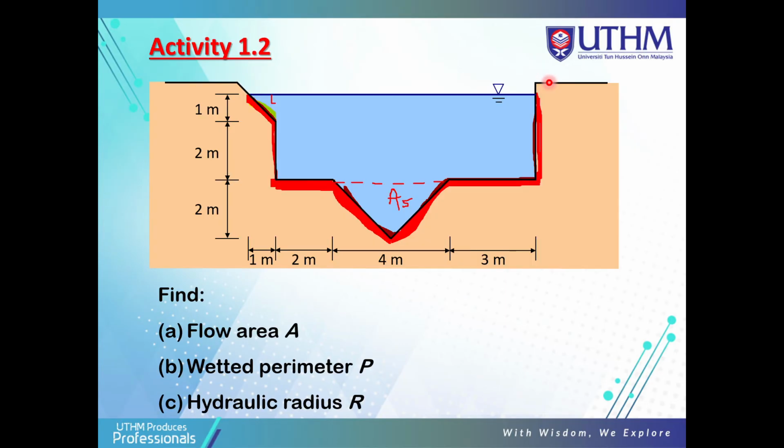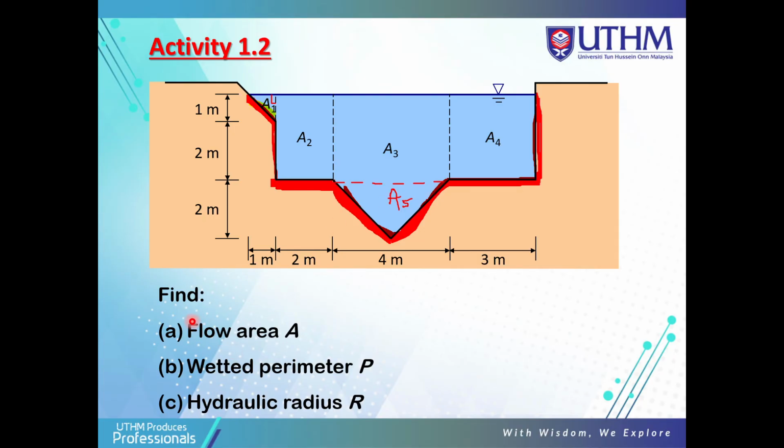Now you look at this example or activity 1.2. They have the channel here. We get A1, A2, A3, A4, and A5, so there are 5 types of channel here. This is the triangular channel. This is the rectangular channel. A2 and A3 are also rectangular channels. A4 is also a rectangular channel, and A5 is a triangular channel.